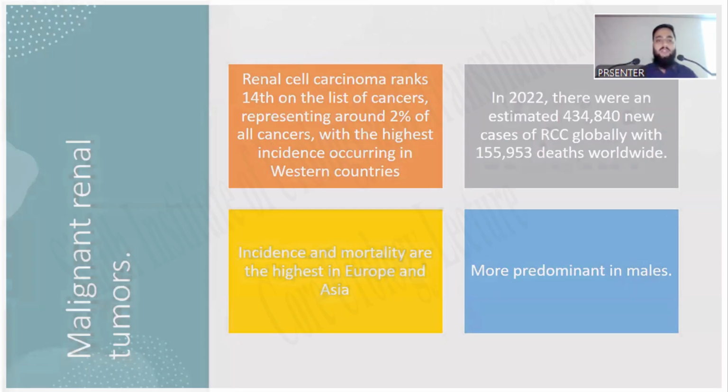Malignant renal tumors. Renal cell carcinoma ranks 14th on the list of cancers, representing around 2% of all cancers, with the highest incidence occurring in Western countries. In 2022, there were an estimated 434,840 new cases of RCC globally, with 155,953 deaths worldwide. Incidence and mortality are highest in Europe and Asia, and it is more predominant in males.